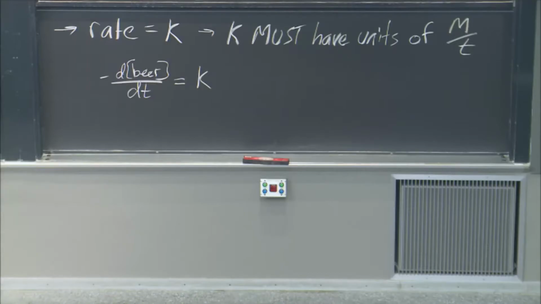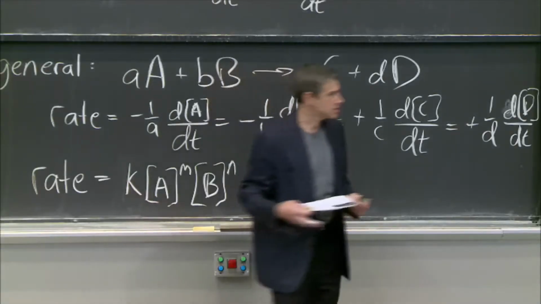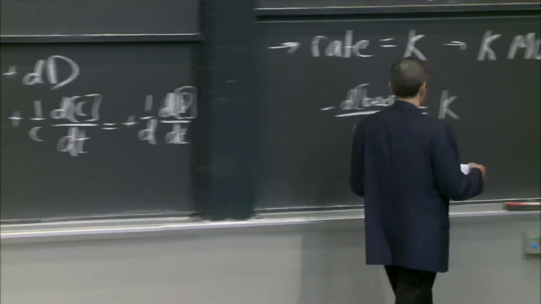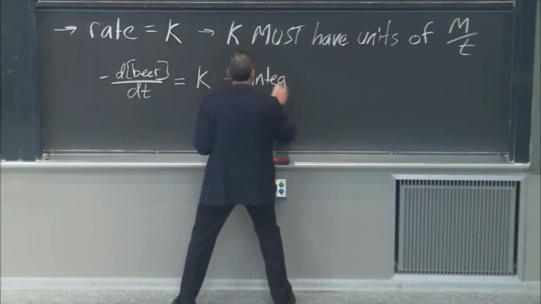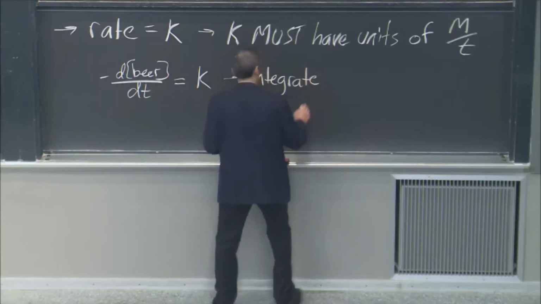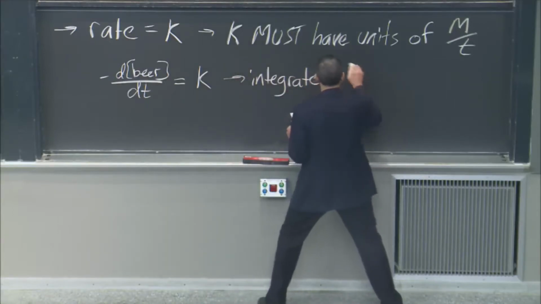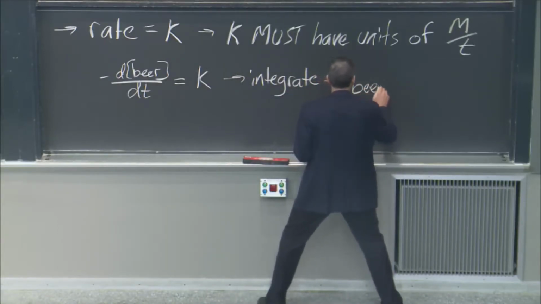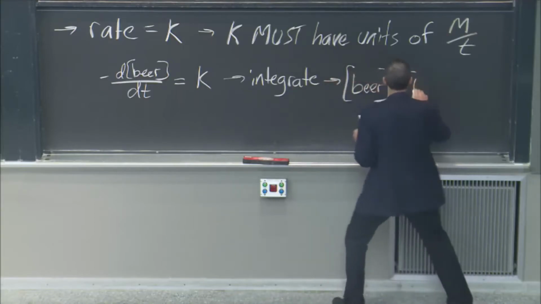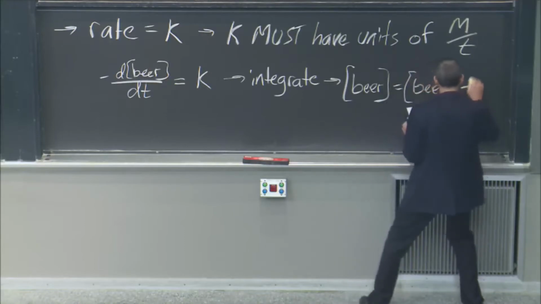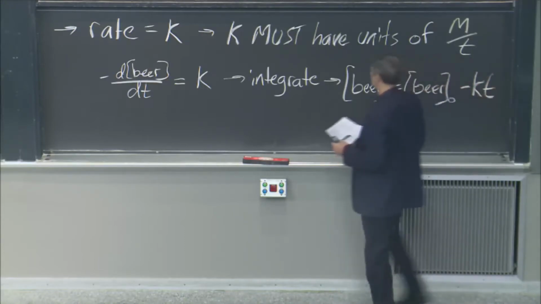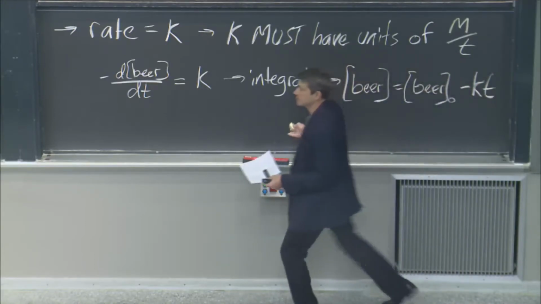Because it's a zeroth order reaction, right? It's a constant. And so, okay, now I integrate both sides. If I integrate, then I've got the integrated rate law for beer, which is that the concentration of beer is equal to some initial concentration of beer, right, minus kt. This is the integrated rate law.